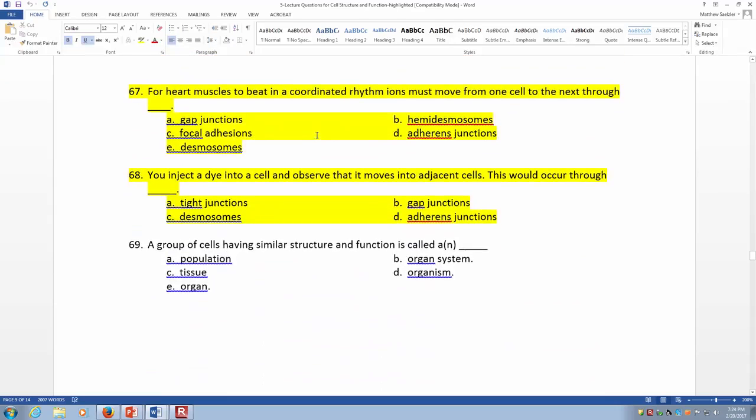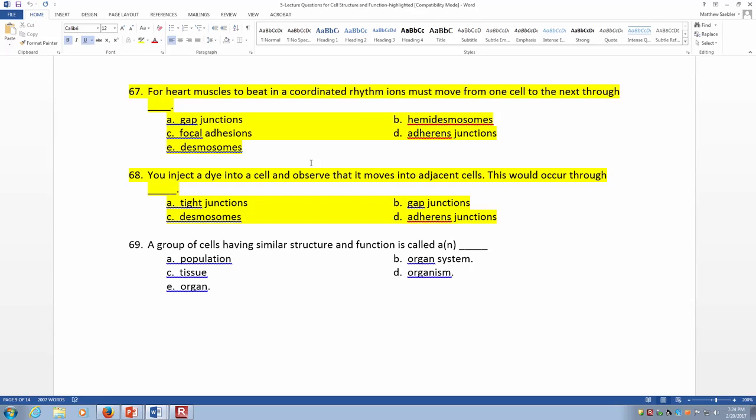Okay. So 67, for heart muscle cells to beat in a coordinated rhythm, ions must move from one cell to the next through which types of junctions? What's that? B? No, not B. Not hemi. No. Oh, yeah, sorry, A. It is A. Yeah, A. Gap junctions. So I specifically gave you that as an example of cells that are connected by gap junctions.